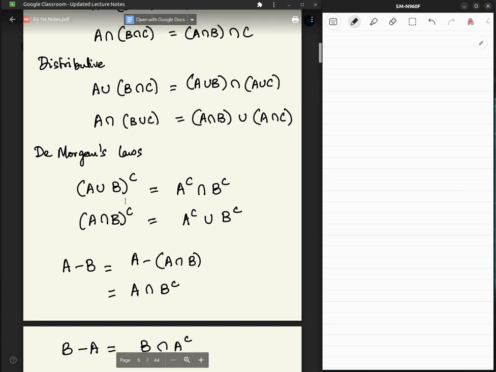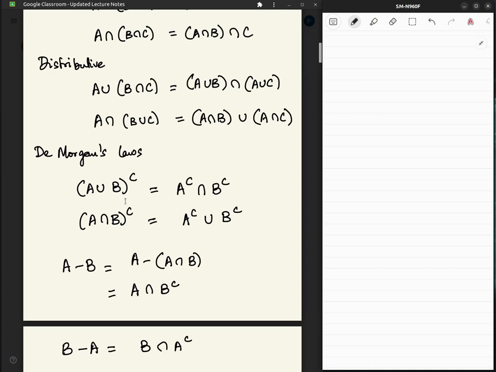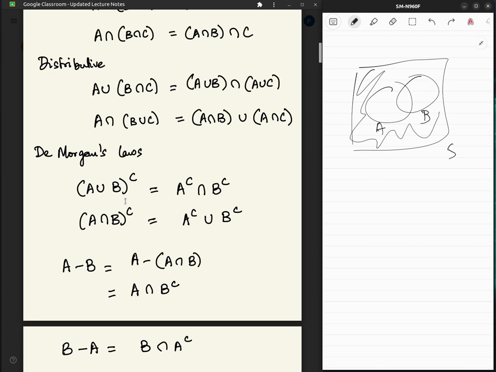A union B complement equal to A complement intersection B complement. Let's draw the Venn diagram again. So the universal set, A, B. A union B is this complete thing. That complement is this complete thing, right? Okay. And I should probably be using some other color. And A complement intersection of B complement.